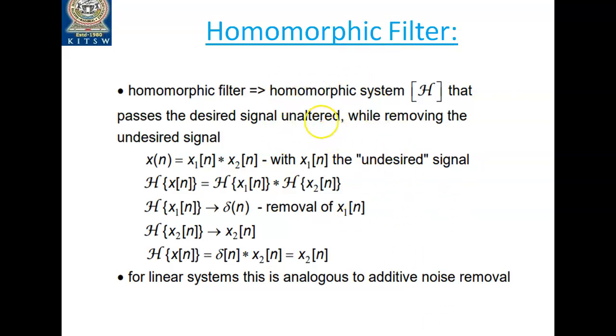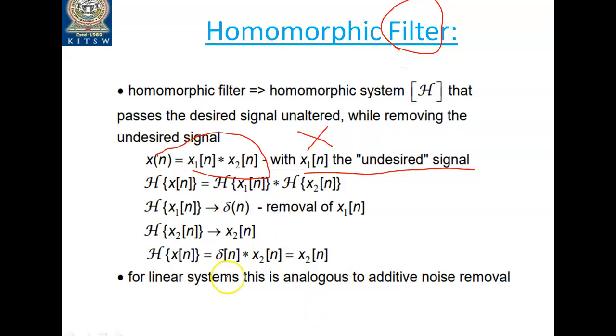So x of n equals x1 of n convolved with x2 of n. This is the sequence I am going to consider. The assumption here is that x1 of n is the undesired signal, so this x1 of n we need to remove with the help of this homomorphic filter.